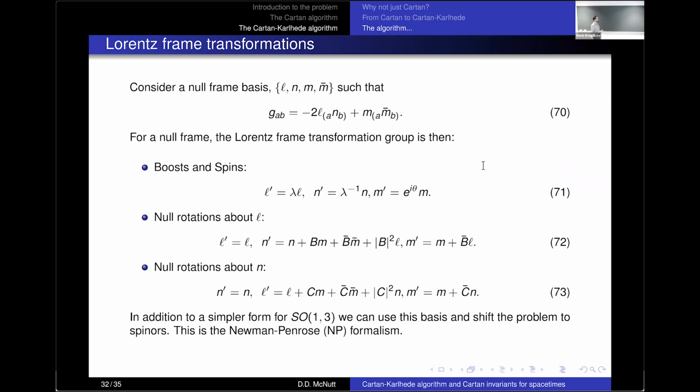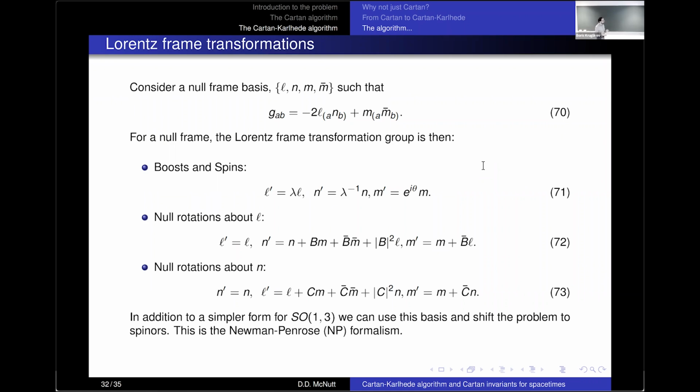And in addition to a simpler form for SO(1,3), I think it's simpler. Maybe some people might disagree. We can use this basis and shift the problem to spinors. And spinors are great for taking an ugly tensor problem and making it so much simpler. So this is the Newman-Penrose formalism, and I will outline some of the details that make working with the Cartan-Karlhede algorithm in 4 dimensions easier.